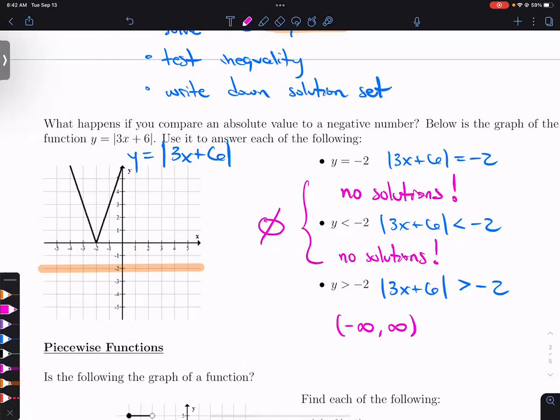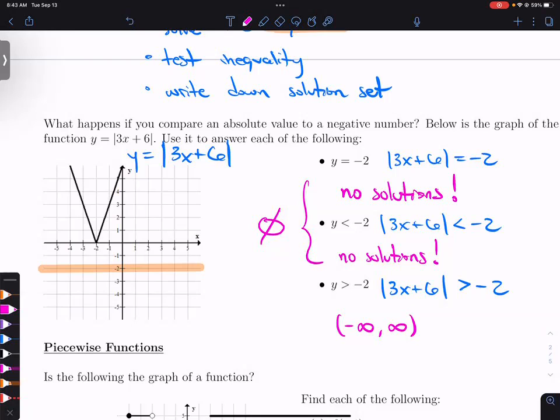If I'm going to write it as an interval, it'll look like that, or all real numbers, or something along those lines. No matter what x value you give this, you plug in here, you're going to get something on the left that's bigger than -2. Because it's an absolute value, the absolute value is always bigger than a negative number, right?